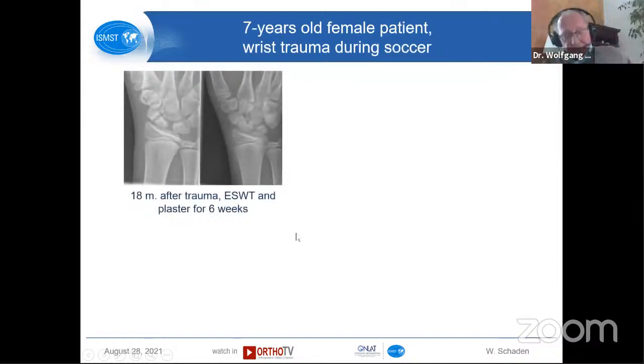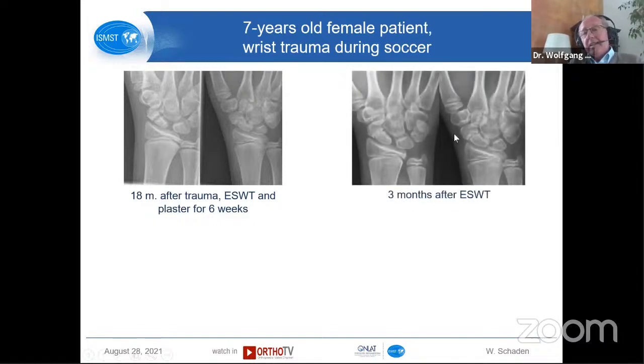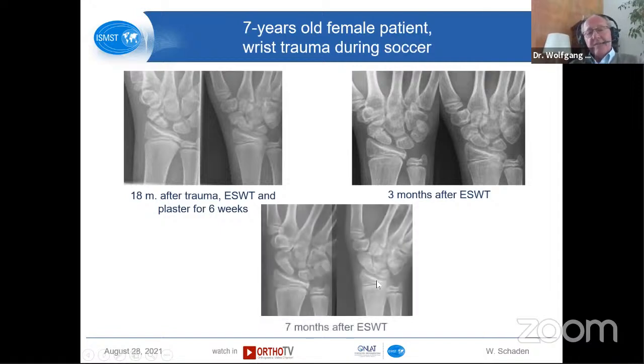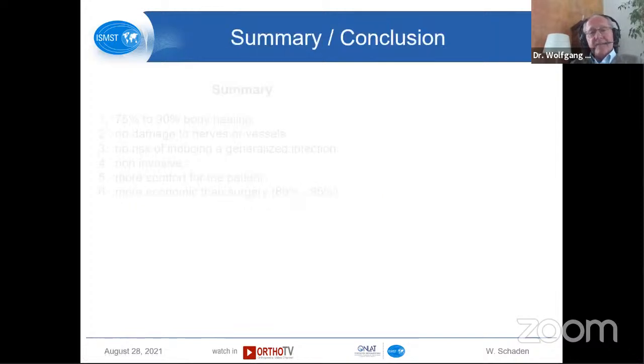And the last case, which is very important because it's a young girl, 1.5 years after trauma. She was the goalkeeper of a football team and broke her scaphoid bone, and she should have had surgery, but the hand surgeon in our clinic knows that we are also offering shockwave therapy in those cases. And here you see after 3 months, it starts bridging, and after 7 months, we have solid bony healing and a pain-free patient. She's back in the goal of her team again.